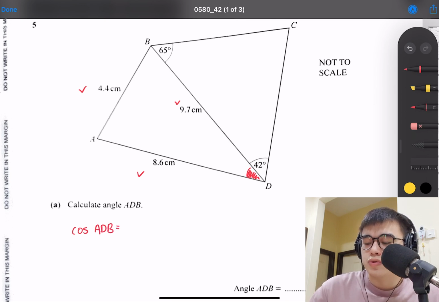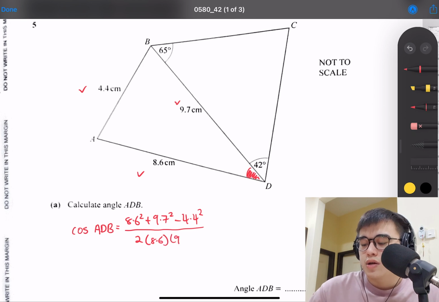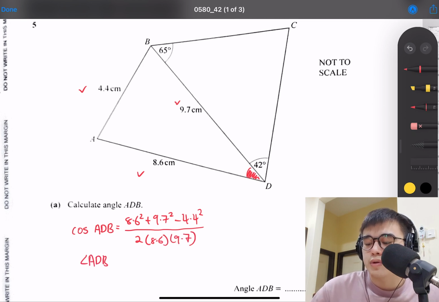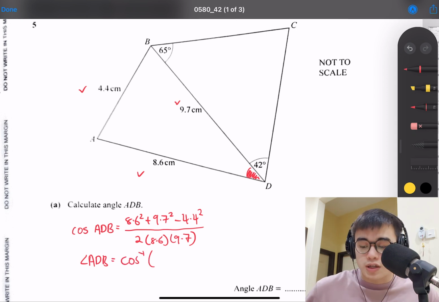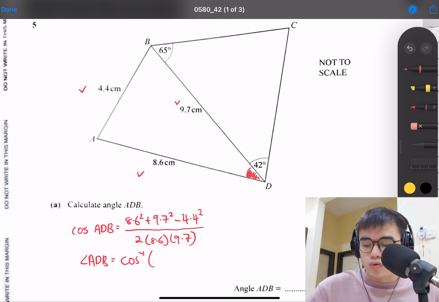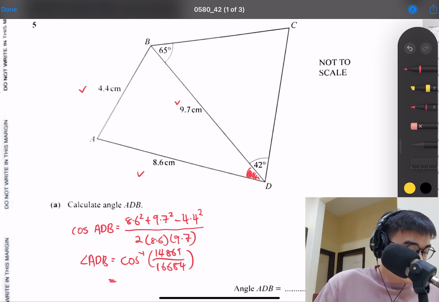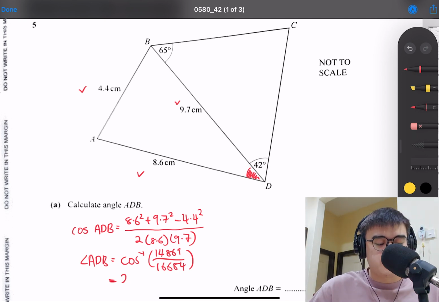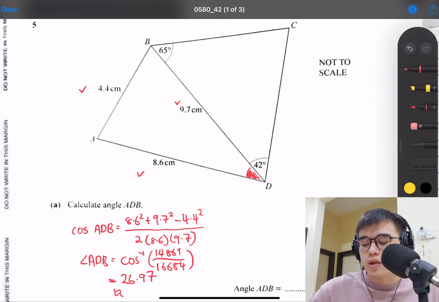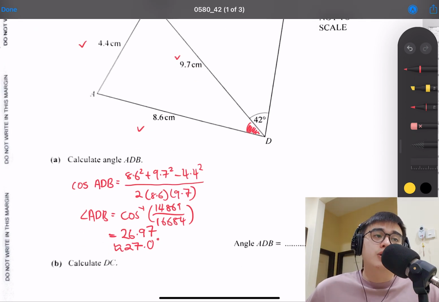They write down cos ADB equals 8.6 squared plus 9.7 squared minus 4.4 squared, divided by 2 times 8.6 times 9.7. For angle ADB, they're expecting you to write down cosine inverse of whatever you have calculated. So this is what they're expecting you to do, 14869 over 16684. Cosine inverse of this, you should get 26.97, or in short, after correcting it to 1 decimal place as required by the first page of the question, you should get 27 degrees as your final answer. So that's how you get to it.